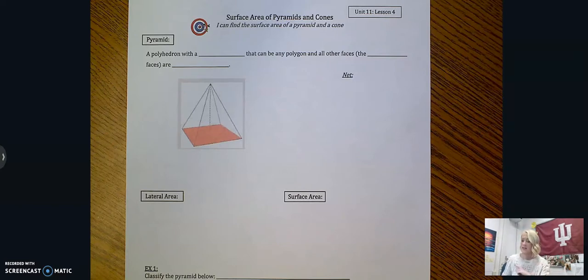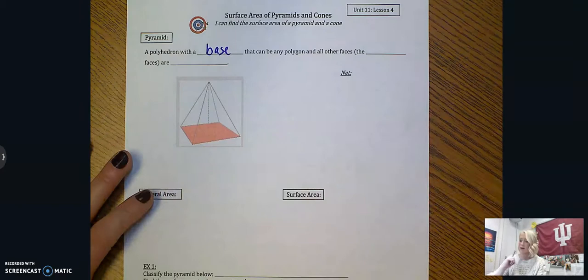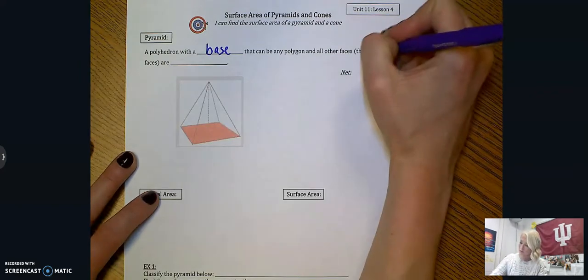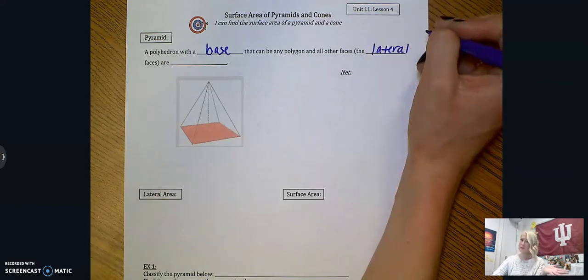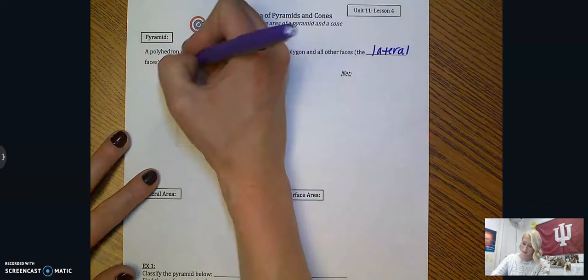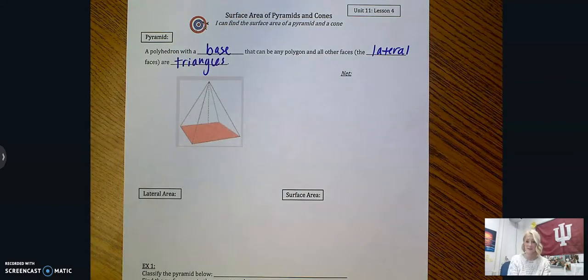Pyramids are, by definition, a polyhedron with one base, not two like prisms and cylinders. It's got one base that can be any polygon, any shape, and all the other faces we're gonna call the lateral faces. Feels similar to prisms, maybe. The lateral faces are triangles in a pyramid. They were rectangles in prisms and cylinders. So some similarities, but that's kind of what separates them. Just one base, every other face is a triangle.